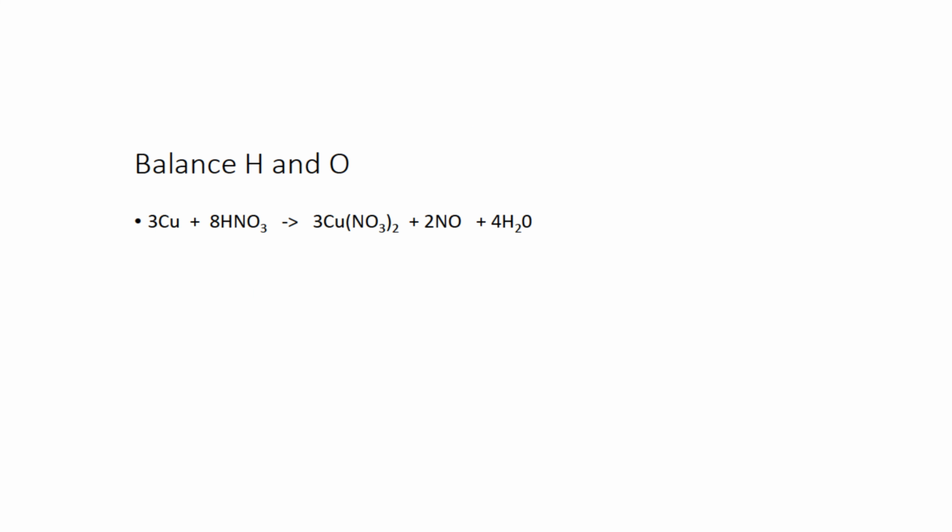And if we now look at the reaction, this is how the entire complete balanced reaction looks like. 3 Cu plus 8 HNO3 gives 3 Cu(NO3)2, 2 NO, 4 H2O. All the elements which are involved in the reaction have been balanced.